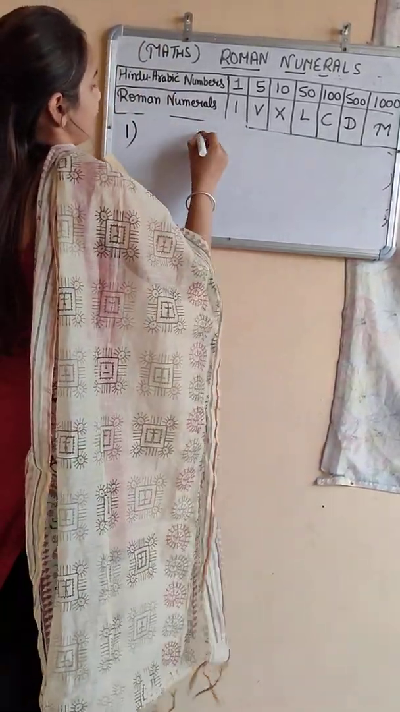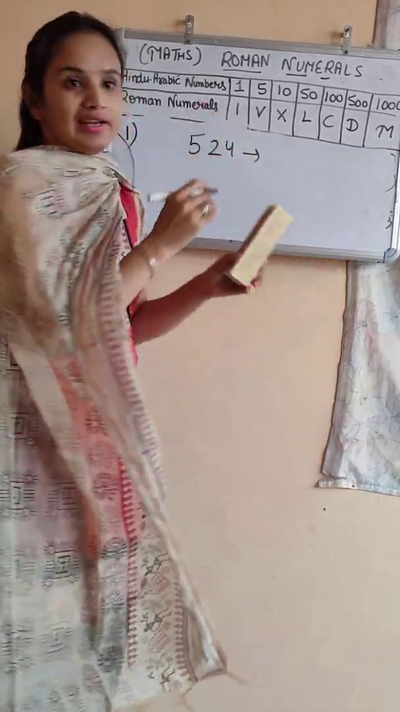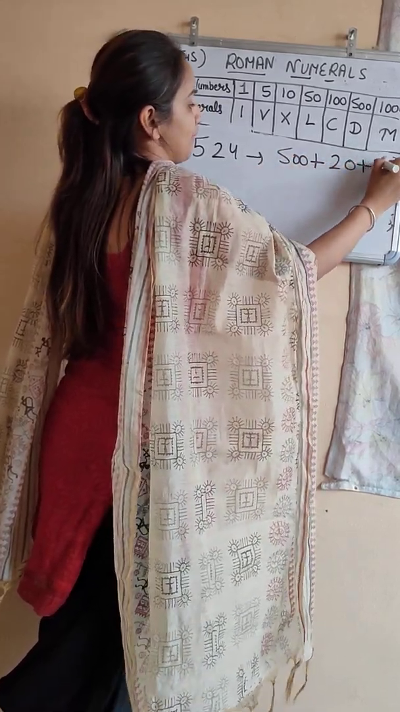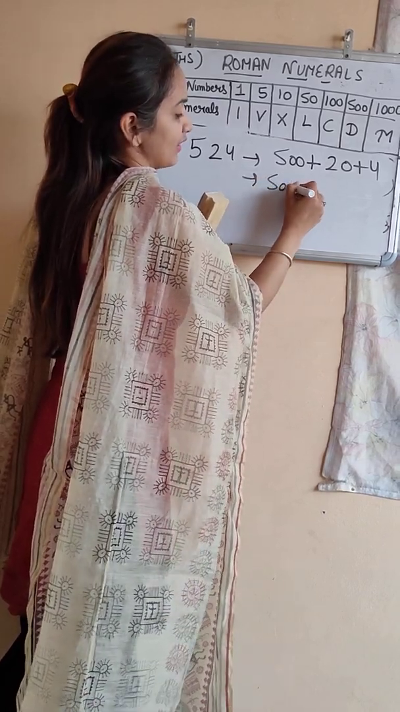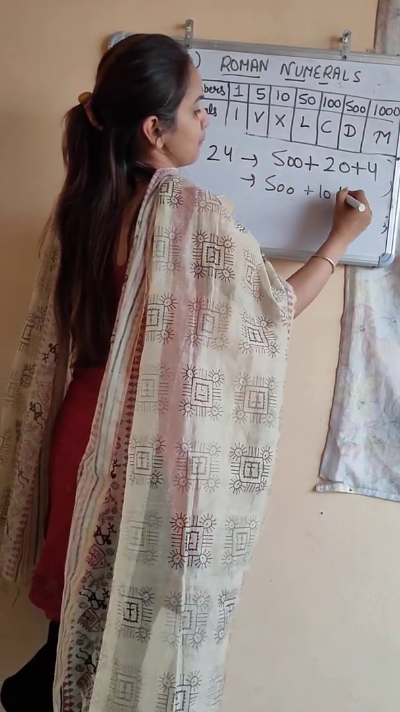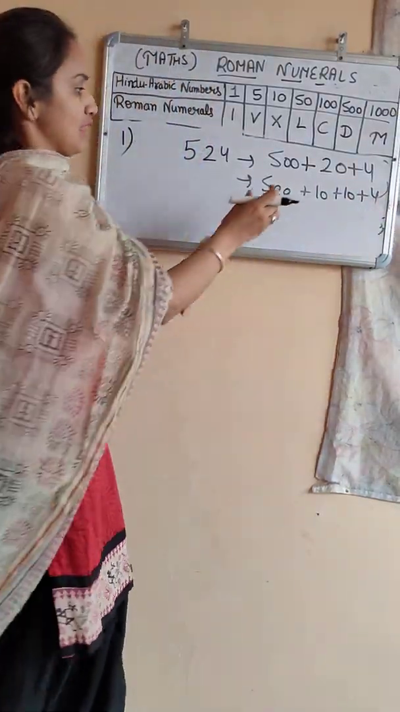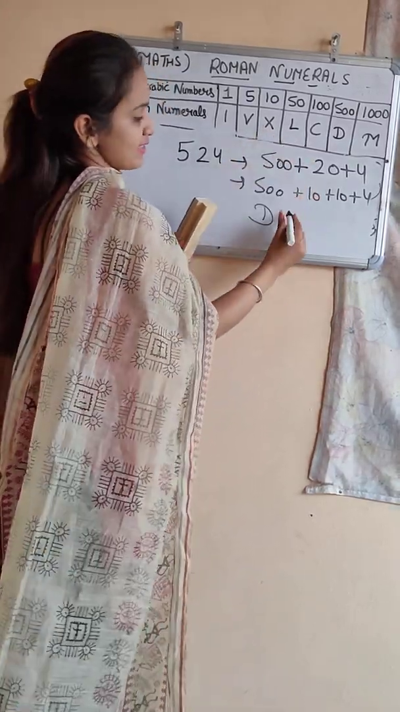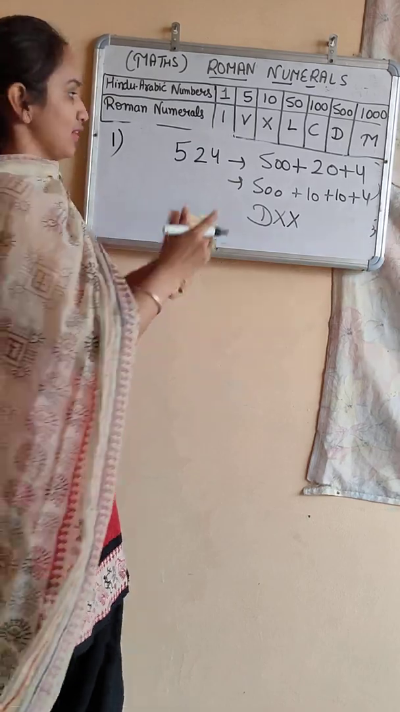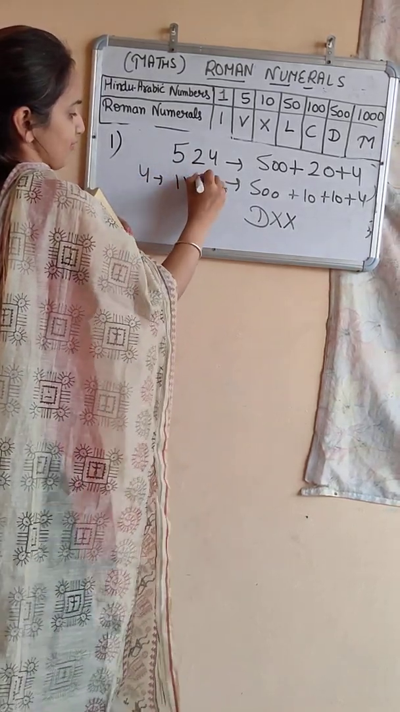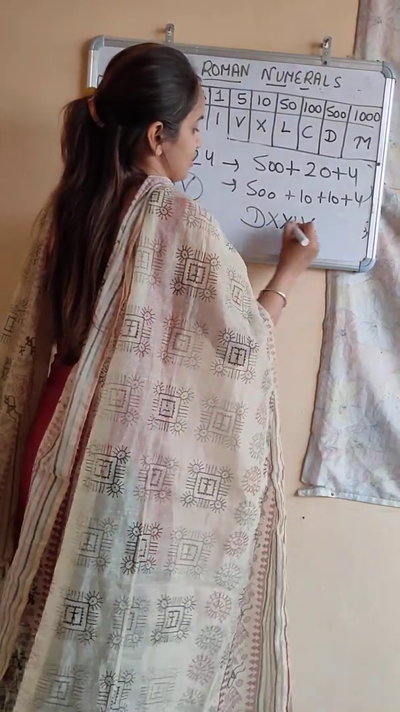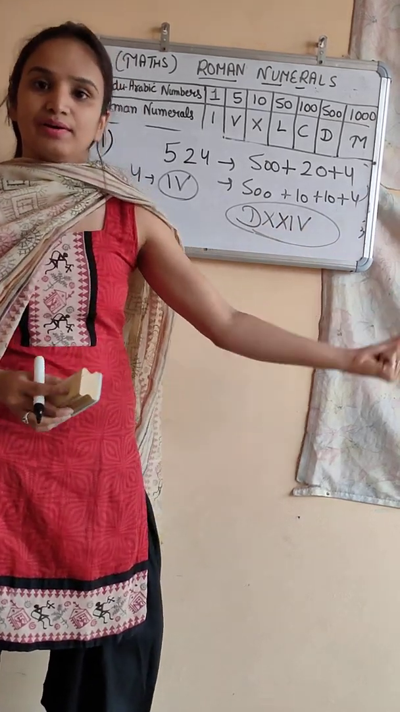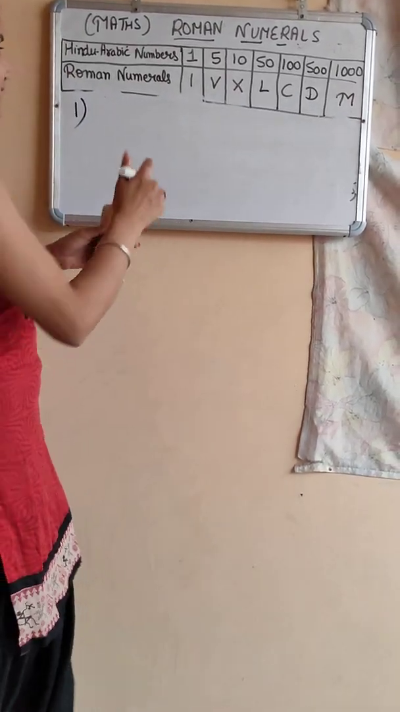Let us take one more example. How will we write 524? First we will break this: 500 plus 20 plus 4. Again, 500 plus 10 plus 10 plus 4. So 500 value, we know, is D, 10 10 is XX. And how will we write 4? 4 is written as IV. So the Roman numeral for 524 is DXXIV.